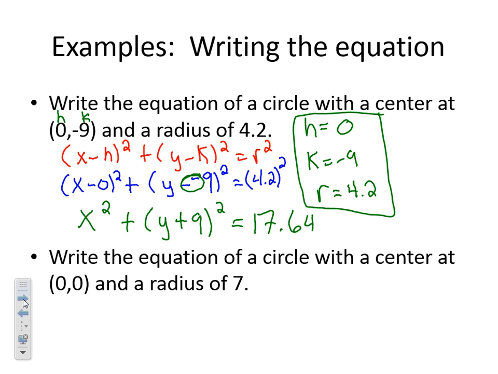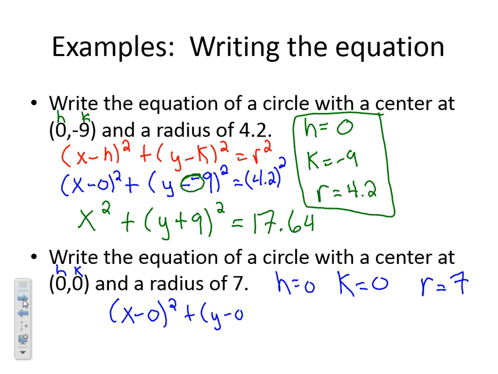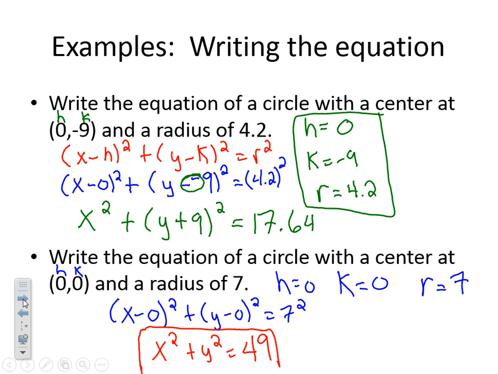It says write the equation of a circle with the center at (0, 0). So here's my h, here's my k. So h equals 0, k equals 0, and I have a radius of 7. So I plug into my formula that I have up there. So I'm going to have x minus 0 squared plus y minus 0 squared equals 7 squared. Now there's really no need for my 0, so I'm just going to have x squared plus y squared equals, and 7 squared is 49. And that, ladies and gentlemen, is our answer.